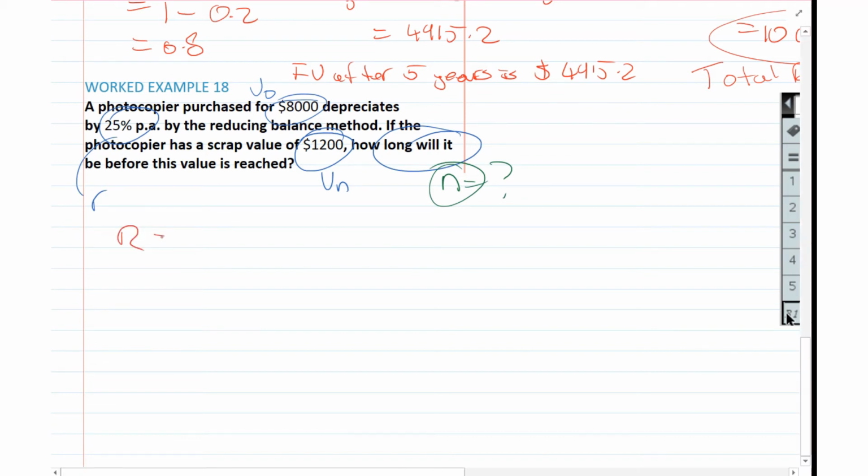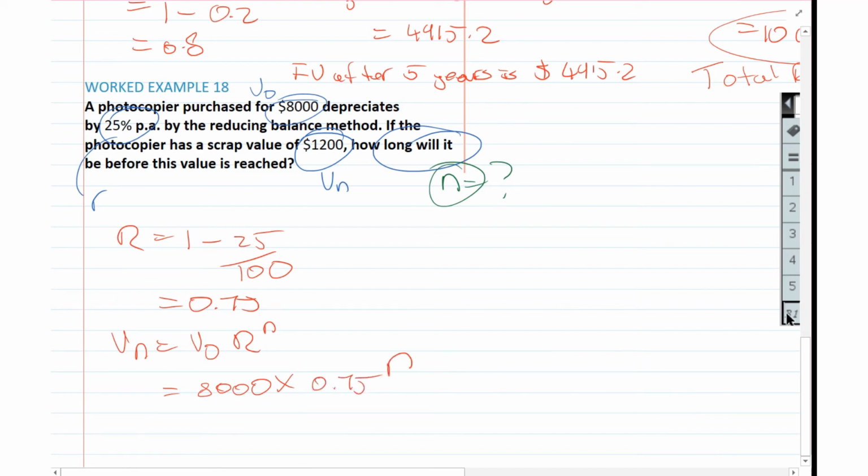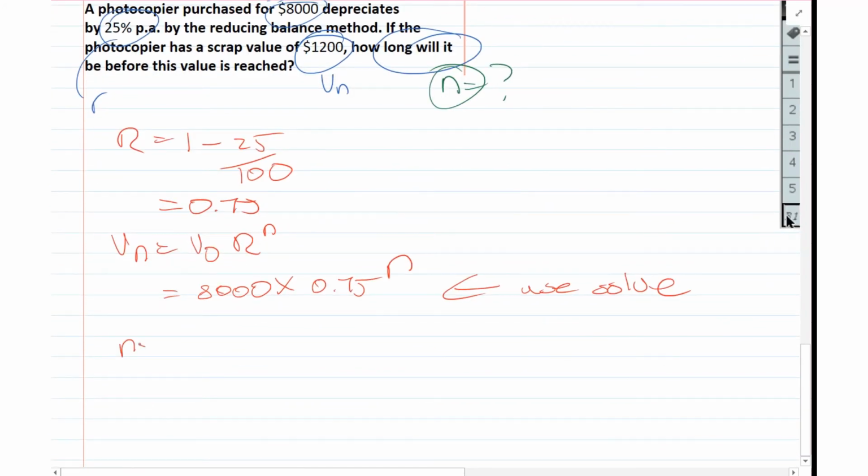You've got your R is equal to 1 minus, in this case, 25 over 100. That's going to be 0.75. Then we put in Vn equals V0 times R to the n. V0 in this case was 8 grand times R, which was 0.75. Our N is what we're after. In this case, use solve. You'll get an N of 6.59 years.